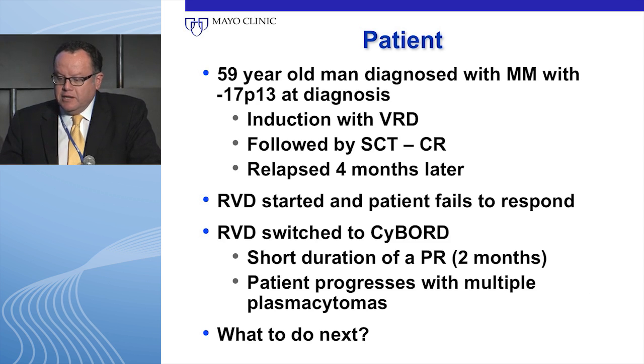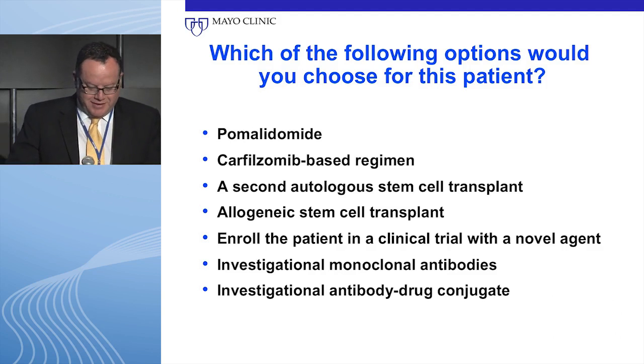RVD is restarted, and patient fails to respond, and then we switch to cytotoxics, and it just lasts for a couple of months with a PR, and the patient starts showing plasmacytomas. What to do next? So let's go to the real questions case, with the options.